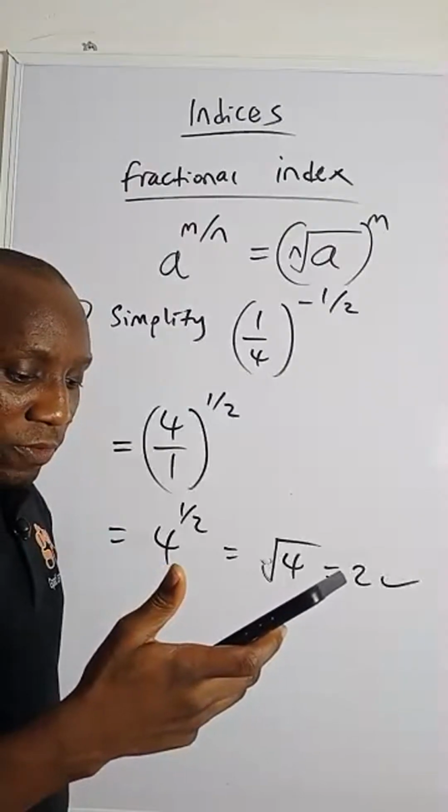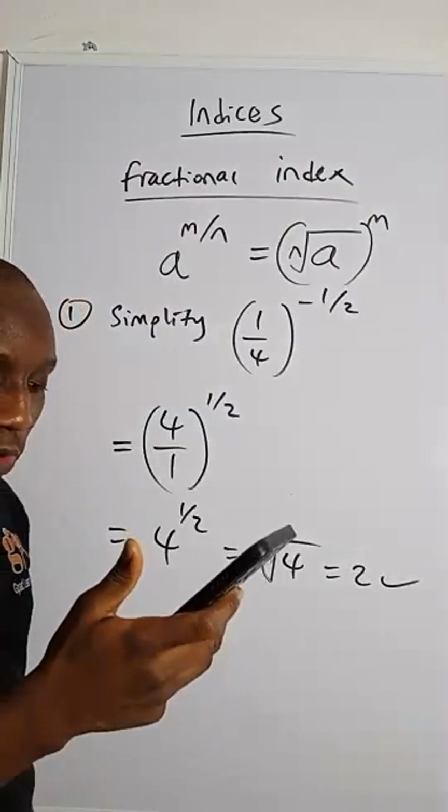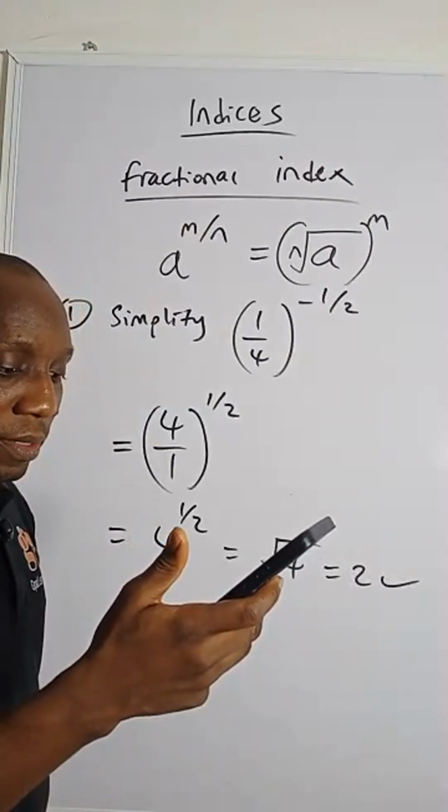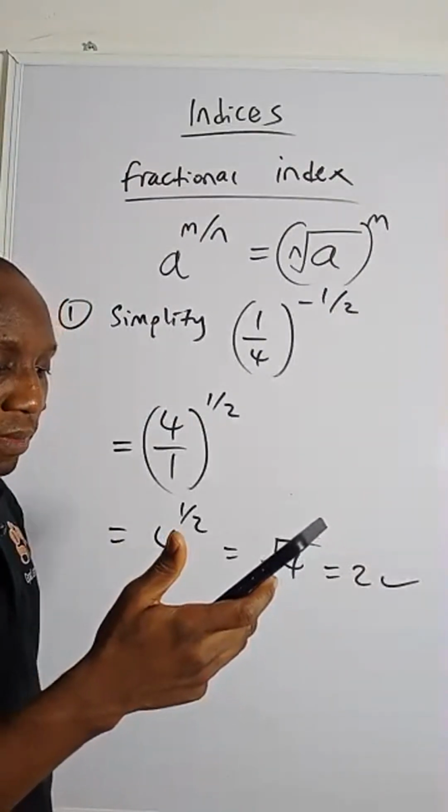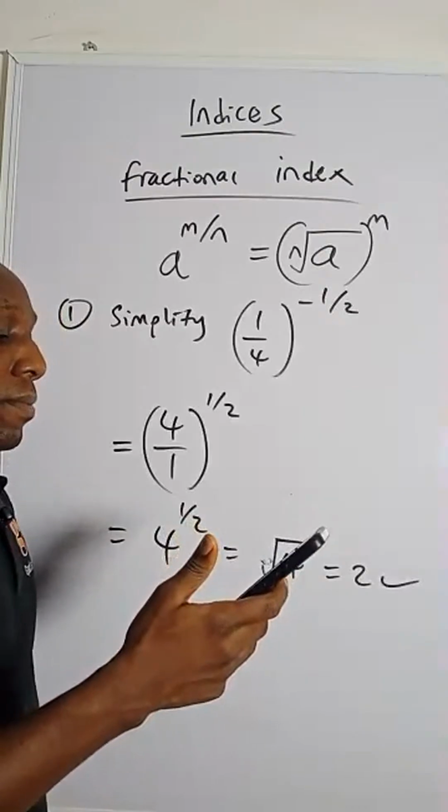So 4 raised to half. Oh yes, 4 raised to half. Yes, Mr. Great Dog. Yes, 4 raised to half. That's correct.